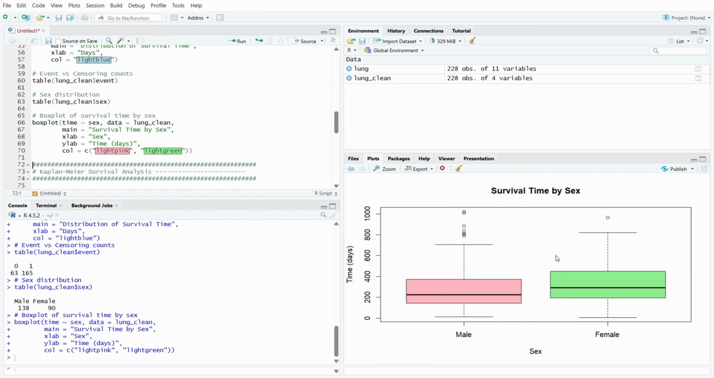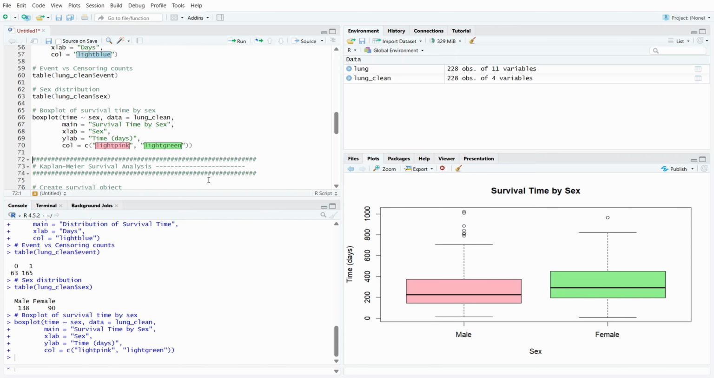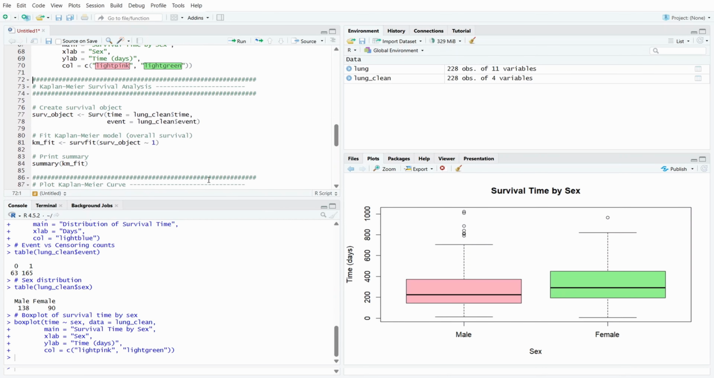Overall, while there's considerable overlap between the two groups, the plot suggests a modest survival advantage for females compared to males. This kind of visual comparison is often a first step before running more formal analyses to determine whether the difference is statistically significant. Now we move into the core of the analysis, Kaplan-Meier estimation.